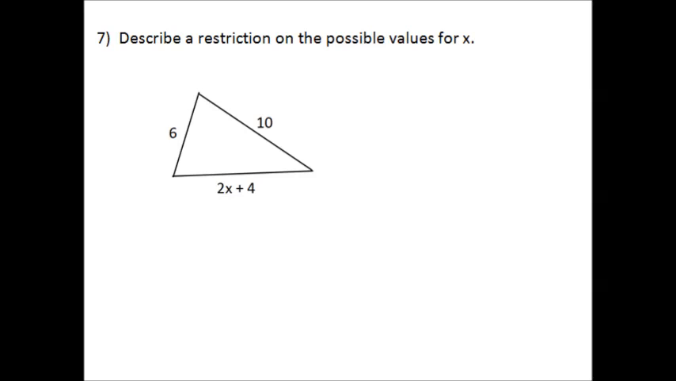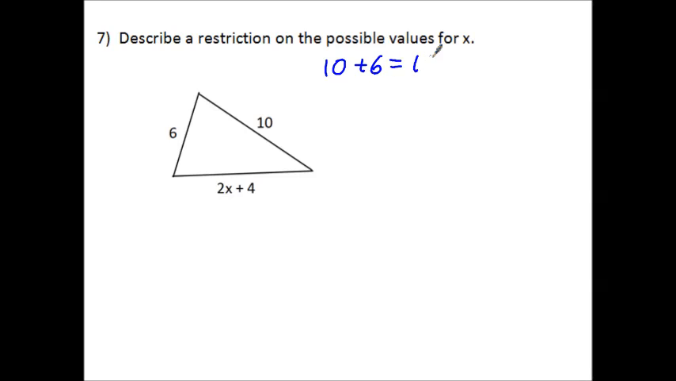In this example, we have to do somewhat the similar or the same thing that we did in the previous example. Describe a restriction on the possible values of x, except this time x is not just the length, the entire length of the third side, it's only part of it. So we still have to determine our borders.